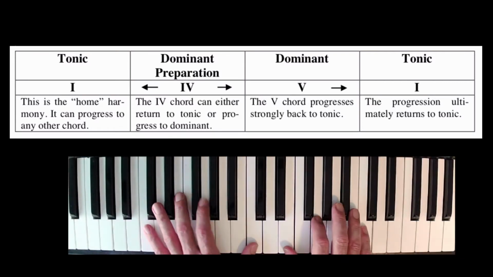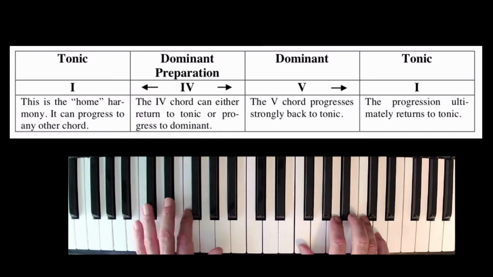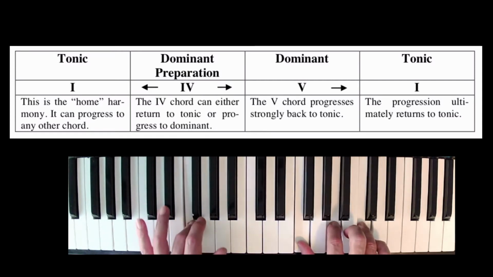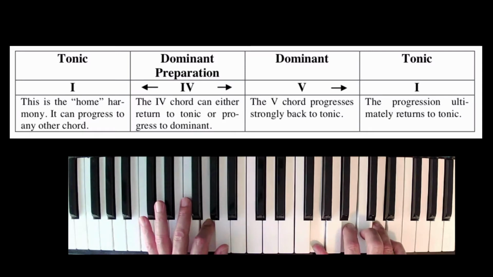So, the harmonic functions can be summarized like this. Here is the 1 chord. It's called tonic. It's home base. It progresses to any other chord. Here is the 4 chord. It's an excursion. It can either return back to tonic or progress to dominant. And here's the dominant chord. This one really, because of its leading tone, has a strong tendency to want to move on and go back to tonic.